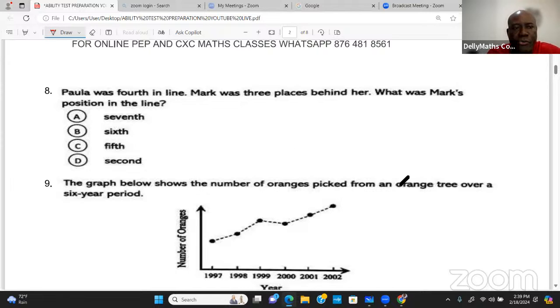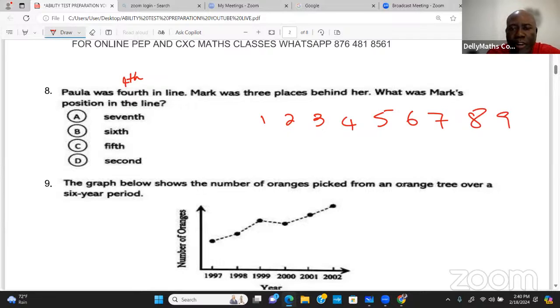All right, so for number 8, let's go through. We're checking to see what's going on. Number 8 says Paula was fourth in line. Mark was 3 places behind her. What was Mark's position in line? Depending on how you want to look at it, I'm just going to write 1, 2, 3, 4, 5, 6, 7, and 8, and it goes on.